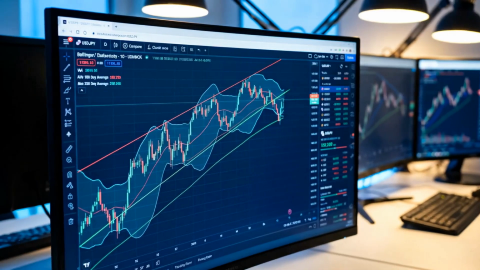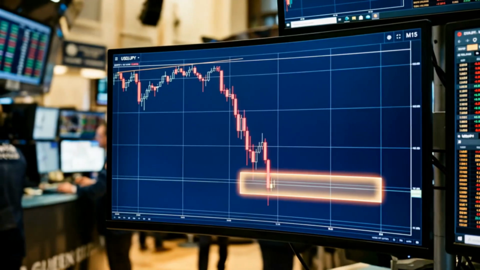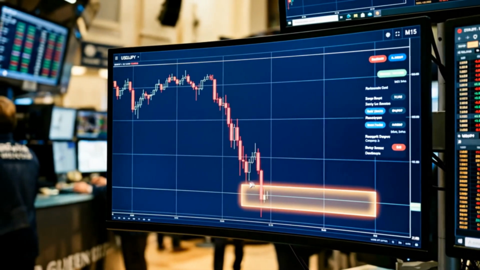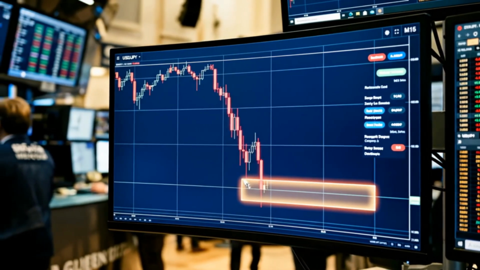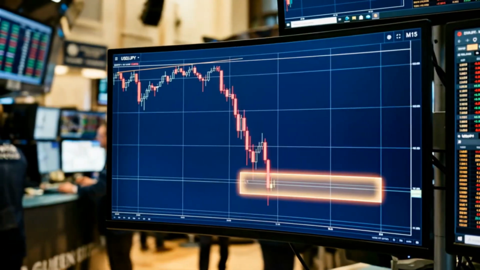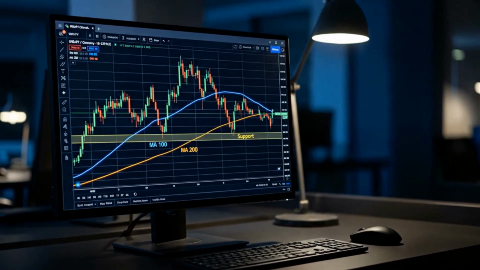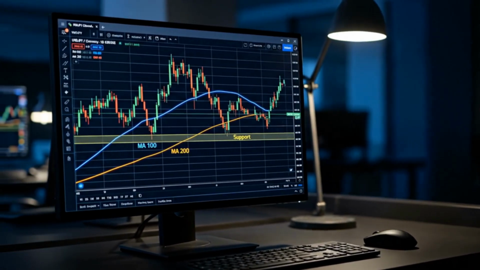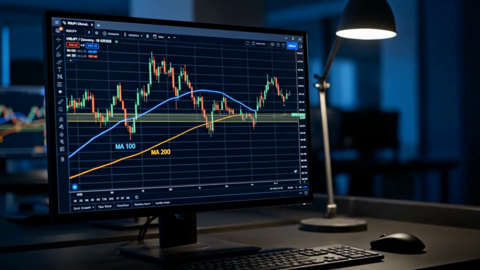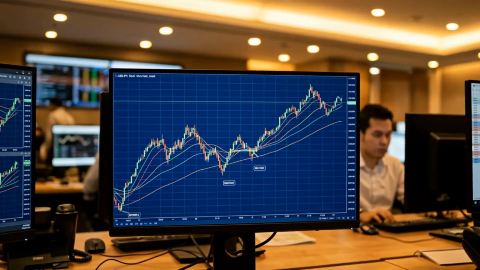Now let's analyze the market structure using moving averages and Bollinger Bands. On the chart we can see that price recently dropped from a strong resistance area and is now approaching a support demand zone around 157.40 to 157.20. This area is important because it aligns with the moving average structure, where price is close to the 100 and 200 moving averages. These moving averages often act as dynamic support during trending markets.